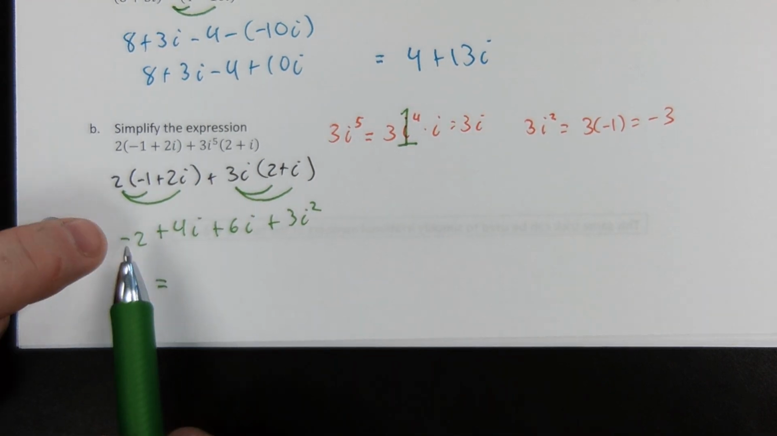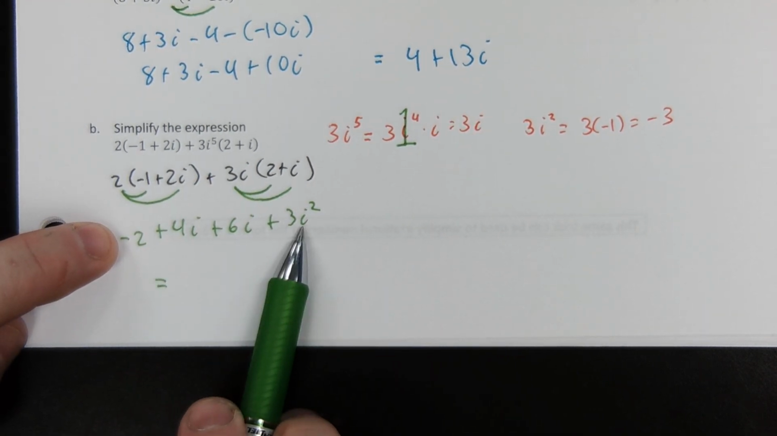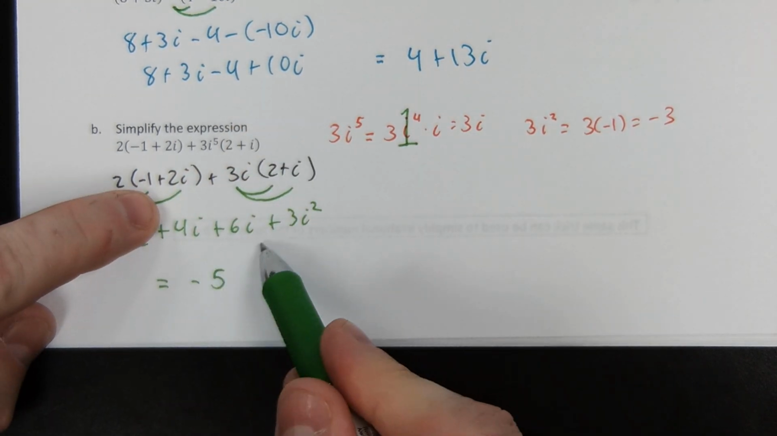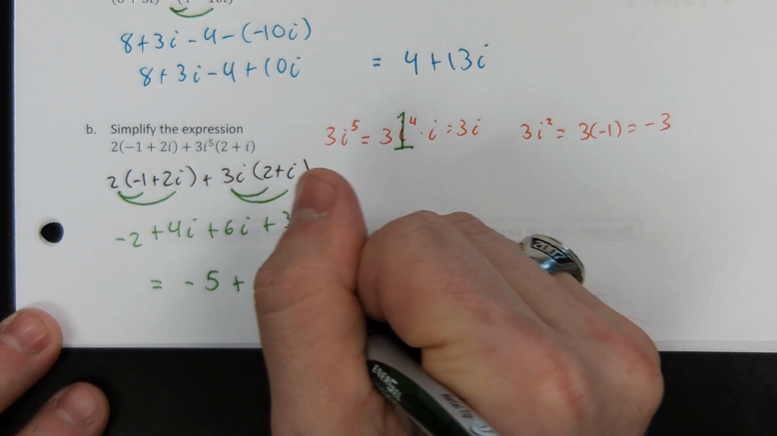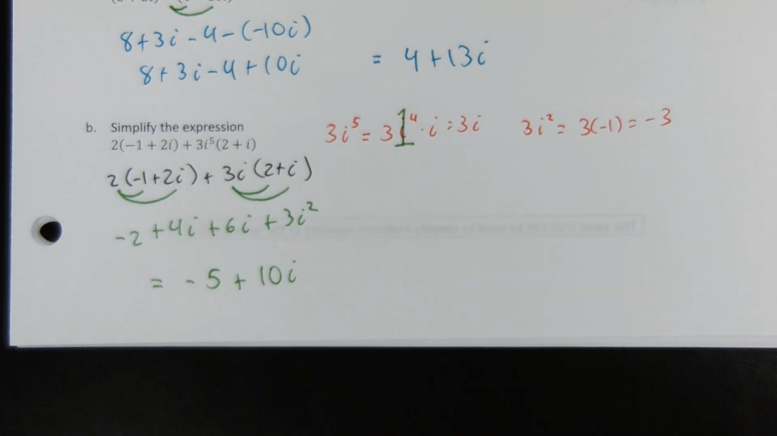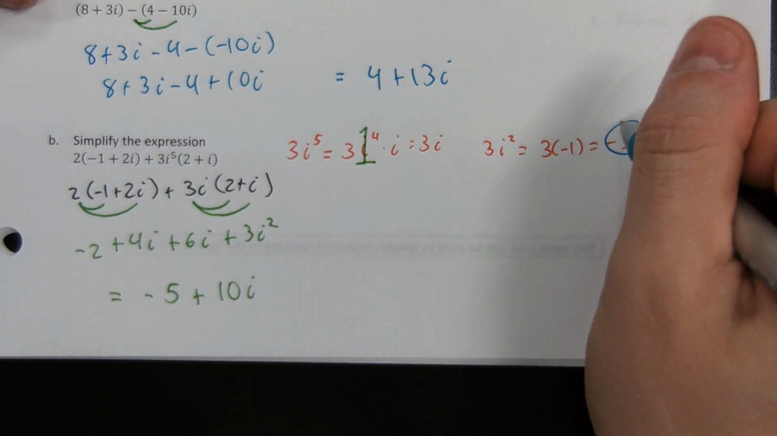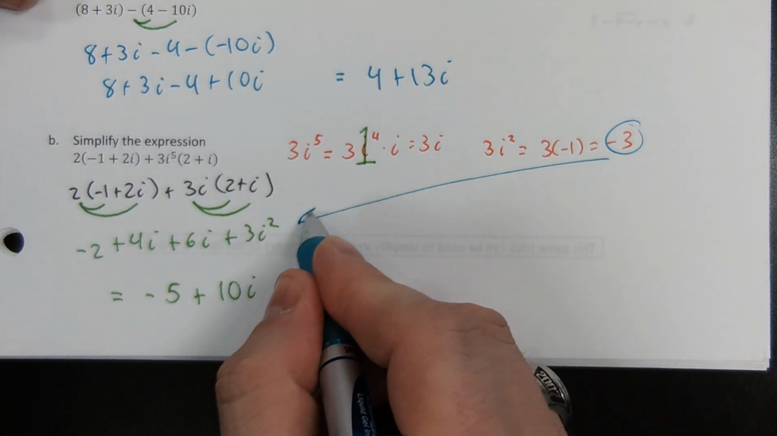Combining my like terms then, negative 2 and negative 3 make negative 5. And 4i plus 6i is 10i. That's it. This is this.